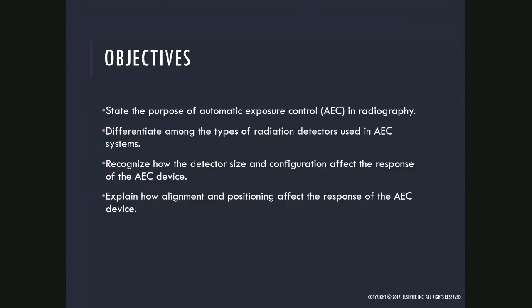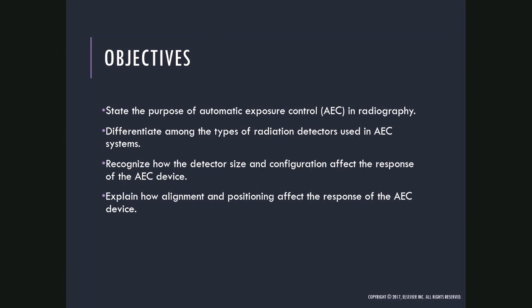So for chapter 8, we have objectives. We're going to learn the purpose of AEC systems. You guys have probably touched on those a little bit with Mrs. Garner in RAD 110, and we haven't talked about them much in RAD 121 yet, but this is the chapter in which we learn about those. We're going to differentiate among different types of radiation detectors used in AEC. There are 2 main types. One of them we still use and one we don't use anymore. So those would be important things to know going forward. Recognizing how the detector size and configuration affects the response of the AEC device. So you can learn a little bit about that.